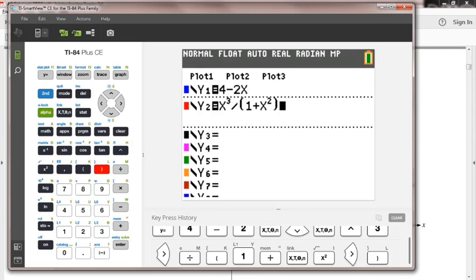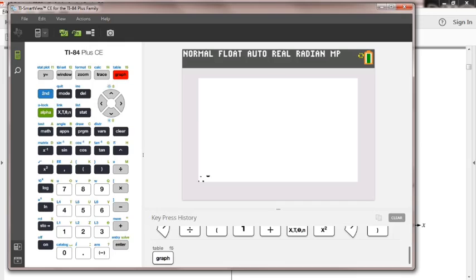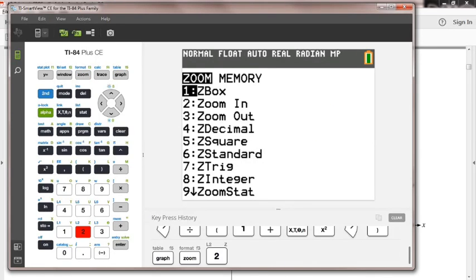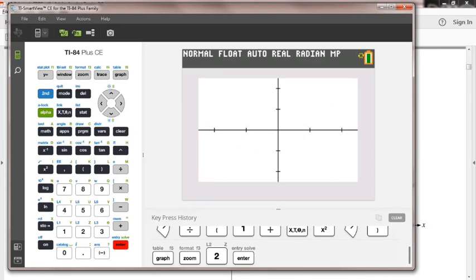Close the parenthesis. Cool. Now if I hit graph, I should be able to see what I see on the FRQ. Oh, it's so tiny. Let's zoom in just ever so slightly. Now this is just preference. You don't have to do this. Oh, that's nice. I like that.